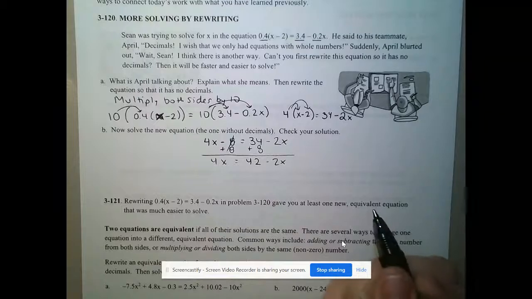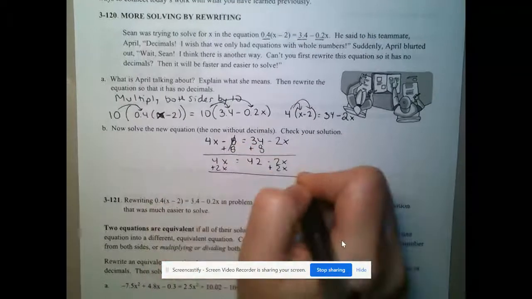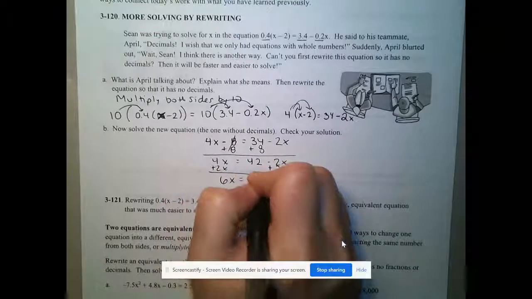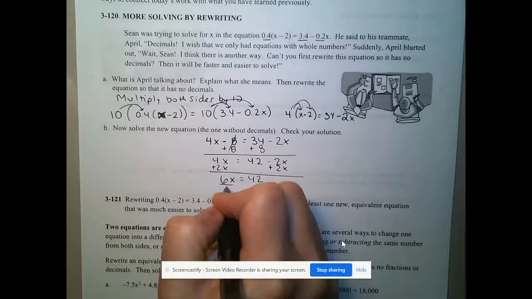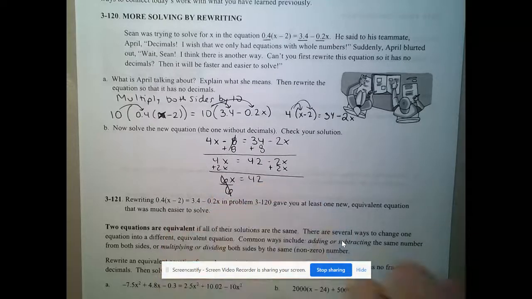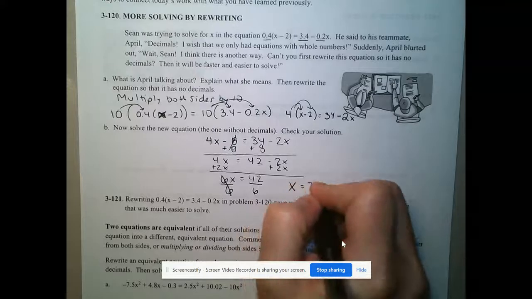I need to get all my x's on the same side. So now I'm going to add 2x on the right and add 2x on the left. 6x equals 42, and this is looking wonderful because 6 and 42 are very compatible. Division on the left to get rid of the times 6, so divide by 6 on the left and the right, and we get x equals 7.